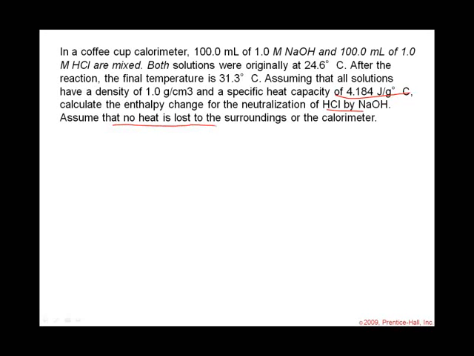Okay, so what we want to do is take a look at what we've got. So we're going to use Q equals M times C times change in T. So let's talk about mass. We're not given the mass of what we're putting in here, but we are given the density, right? So we have two solutions. They are both 100 milliliters, and what we're saying is this is 1 gram per centimeter cubed. Okay, so the density is 1 gram per centimeter cubed, and I have 100 plus 100, 200 milliliters, right? Which is the same as centimeters cubed.